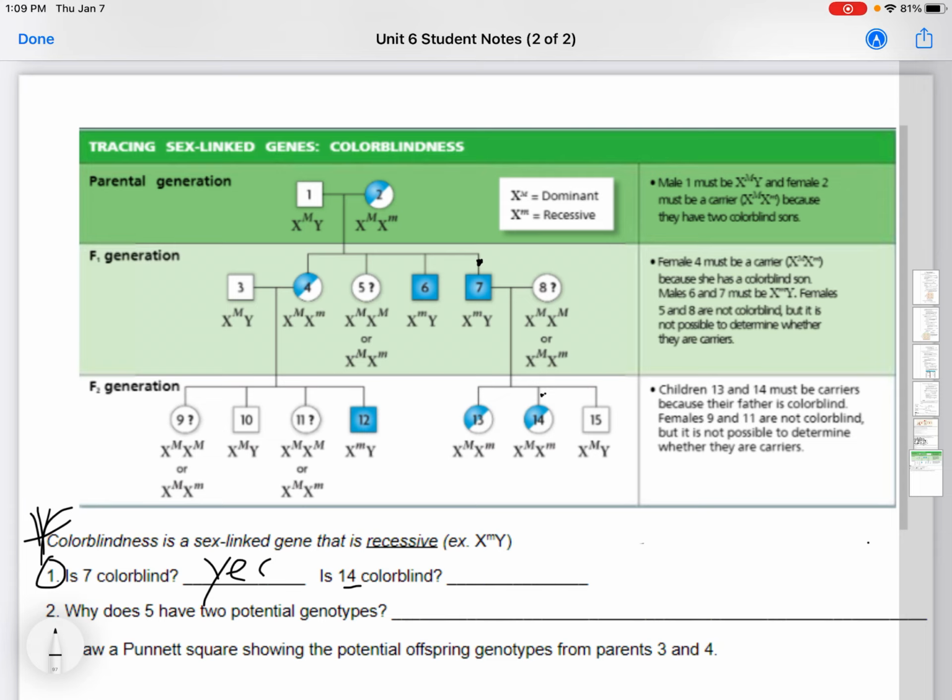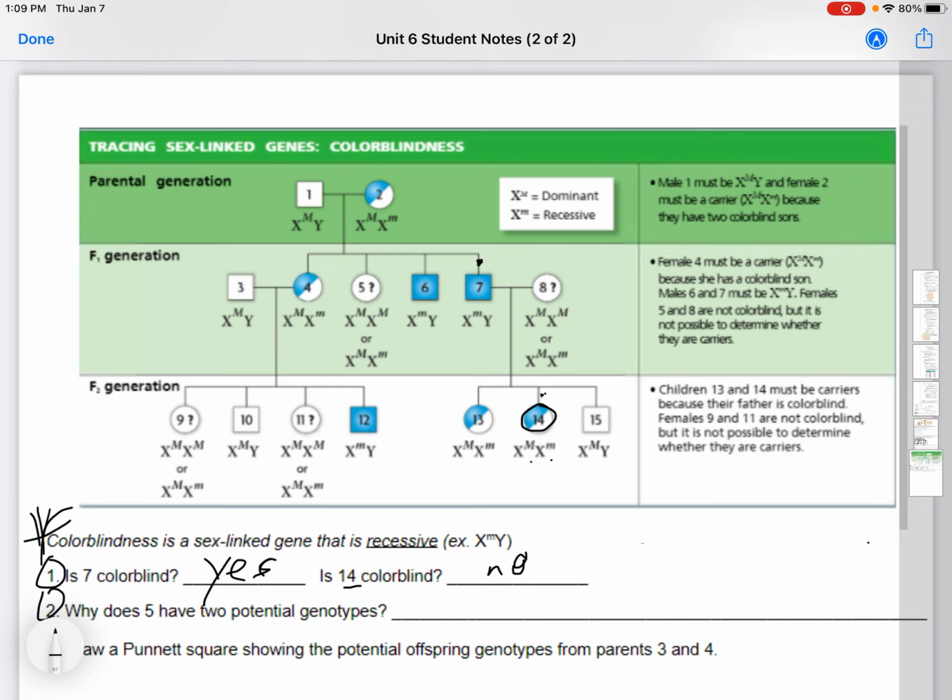No. Remember, to be a carrier means you do not have that condition or that phenotype, but you have the potential. And she's signified by a partially shaded symbol. We can also look at her genotype here and see that she is heterozygous. Okay. So number 2, why does 5 have 2 potential genotypes?